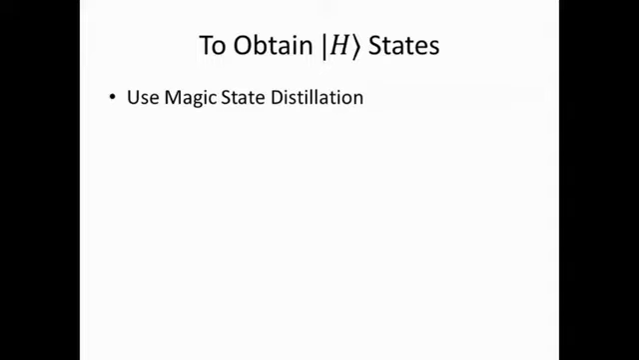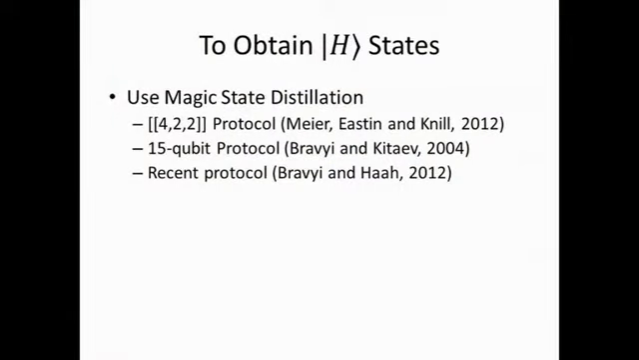Perfect segue. So to obtain the H state, we have to use magic state distillation. That's a technique we know we can use to get the H state. And there are several protocols. I'm not reviewing how those protocols work today because we don't have a lot of time. But there are 3 great protocols for doing this. One being a really recent protocol by Knill and his colleagues, Meyer, Easton, and Camille, based on the 422 detecting code. And then there's the more standard one we all typically think of, which is this 15-qubit protocol by Bravyi and Kitaev. There you create 15 copies that are pretty noisy of the H state.